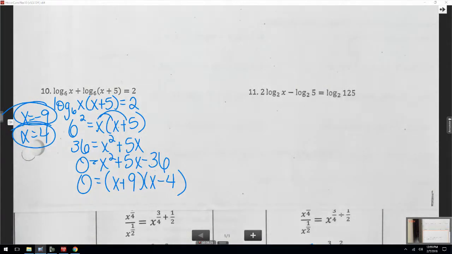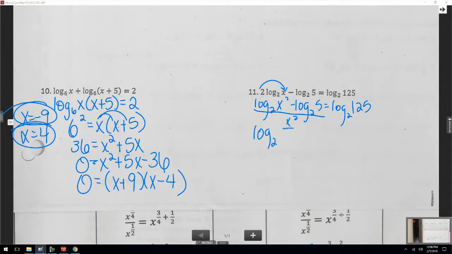We've got a number in the front. So where does it go? Exponent. Log base 2 of x squared minus log base 2 of 5 equals log base 2 of 125. You would use division on this side. Very good. These two right here, when you subtract them, you use division. The first one is your numerator.